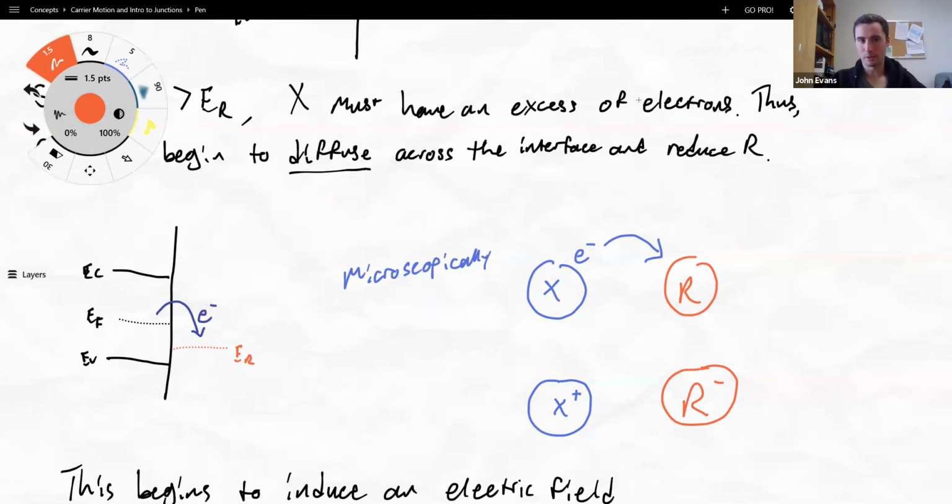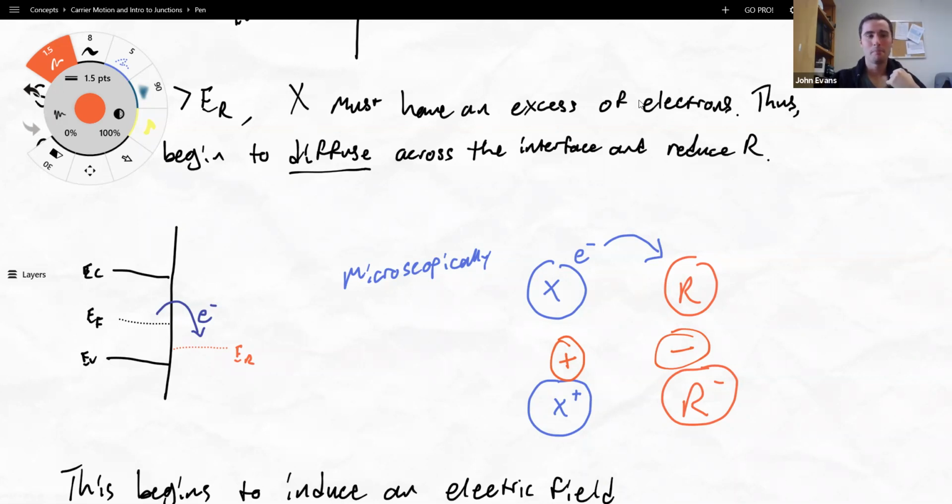And on a microscopic level, so this is macroscopic. This is saying, as a system, what's going on. But microscopically, what's happening is that we have our atoms of X. And really, this would be ionized already, and this electron is sort of free floating. But it helps to think about it this way, where you are taking an electron from species X and you are going to give it to R. And that results in a net positive charge on the side of our semiconductor and a net negative charge on the side of our solution.